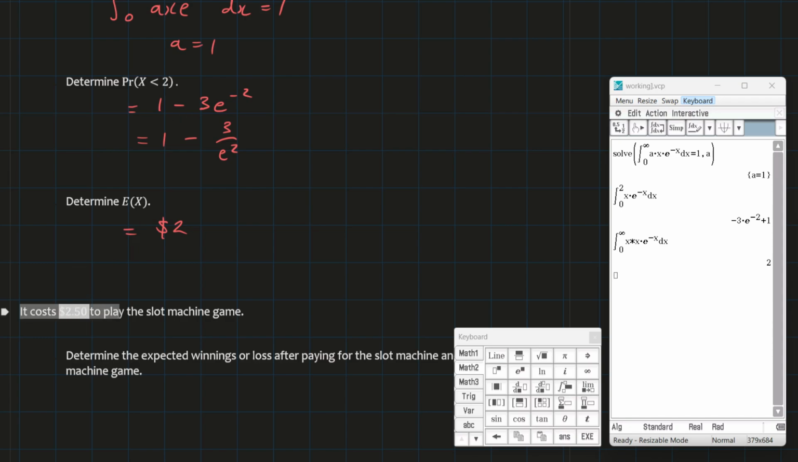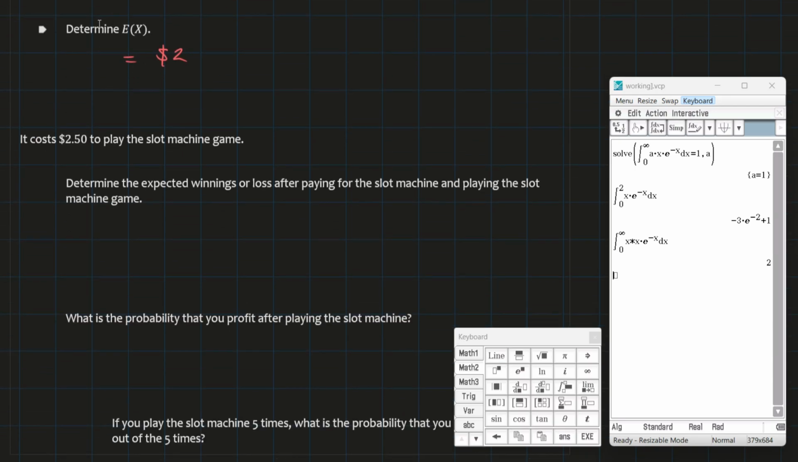And it costs $2.50 to play the slot machine game. This kind of validates my answer from before, because the expected value is $2. It costs you $2.50 to play the slot machine game. And if you know anything about casinos, they're trying to make money. So they want to make the expected value of the game lower than the cost, because otherwise they'll be losing money, because they'll be paying more to customers. But yeah, that's just a small observation I just made.